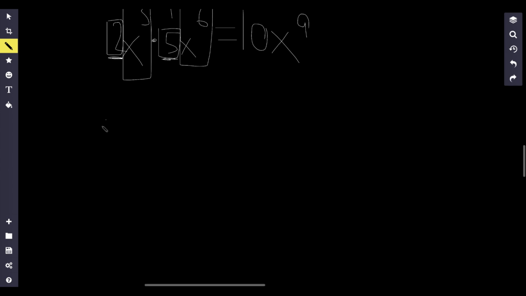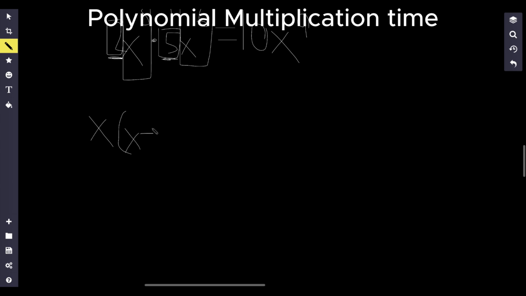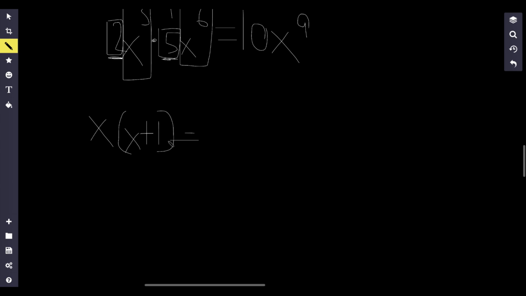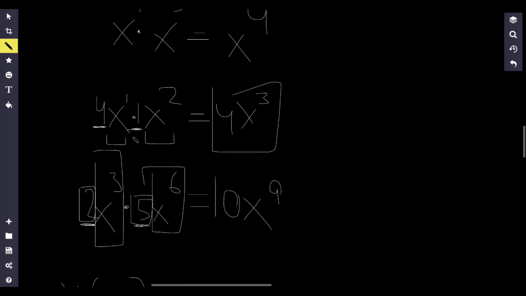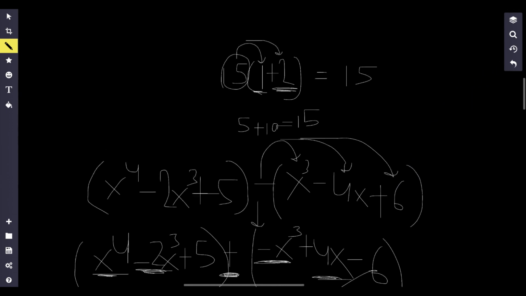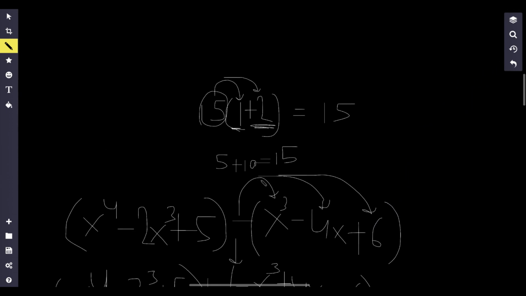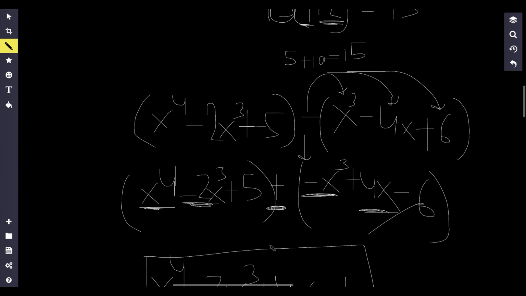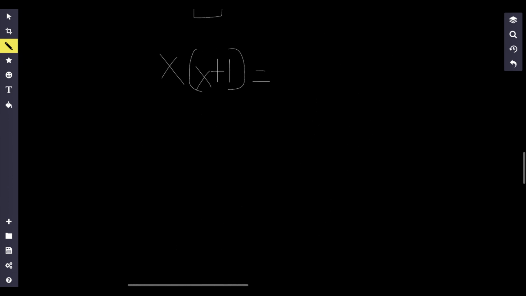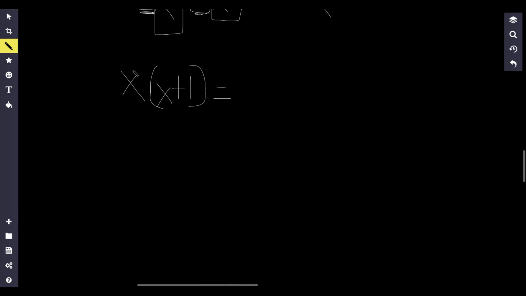Now, what if you have something like x times the quantity x plus 1? How would you do this? Well, think back to one of the examples we did, where we had to distribute this negative sign to all the terms. That's kind of what we have to do here, the distributive property. I'm going to distribute this x to both these terms. So basically, I'm multiplying this x by the outside x, and I'm multiplying this 1 by the outside x.